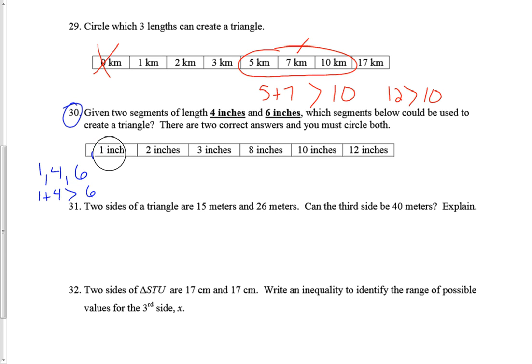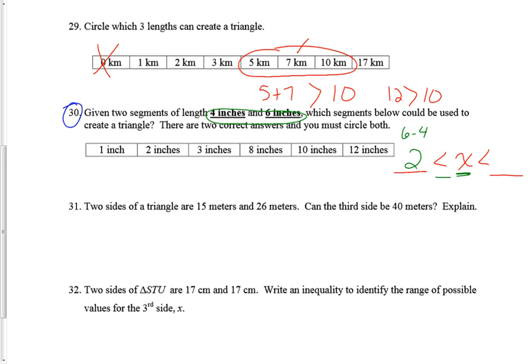What I'm going to do, however, is find the range of values for the third side. So to find the range of values for the third side, I start out with this, and I need to fill in the blanks. The first blank is when I take the two sides that I have, and I know that if I subtract them, the third side has to be bigger than 2. So immediately I can get rid of 1 and 2. 2 is not bigger than 2.